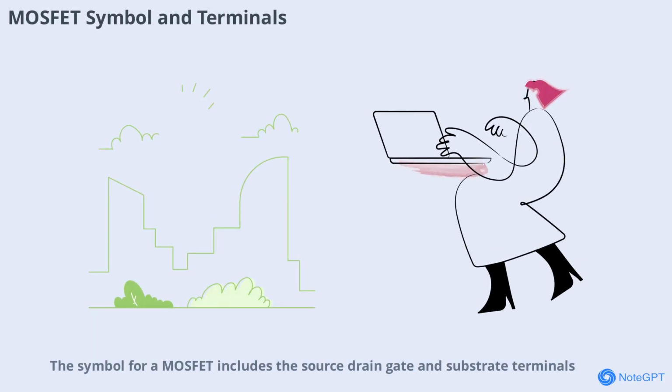The symbol for a MOSFET includes the source, drain, gate, and substrate terminals. The gate is shown separated from the channel by a line representing the insulating layer. The direction of the arrow indicates whether the device is N-channel or P-channel. Understanding the MOSFET symbol is essential for circuit design and analysis, as it helps identify the type and function of the device in a schematic.